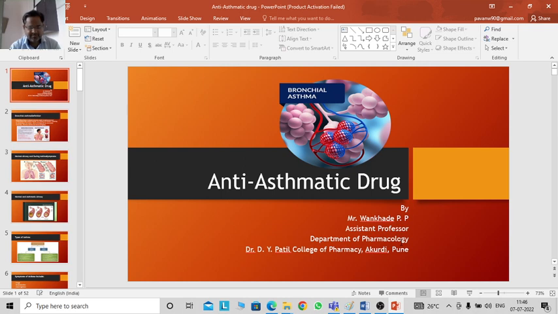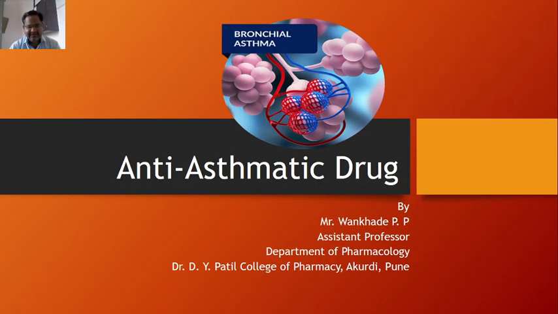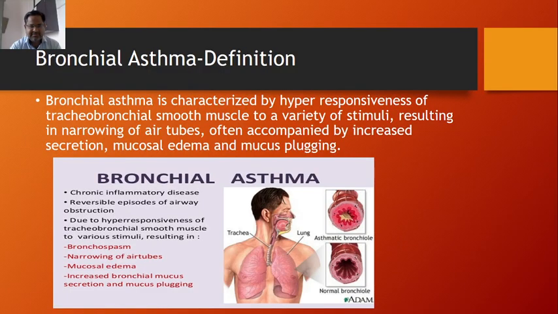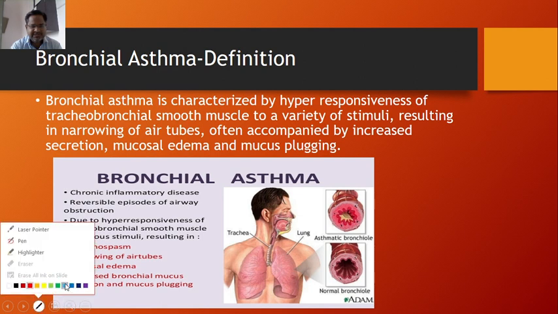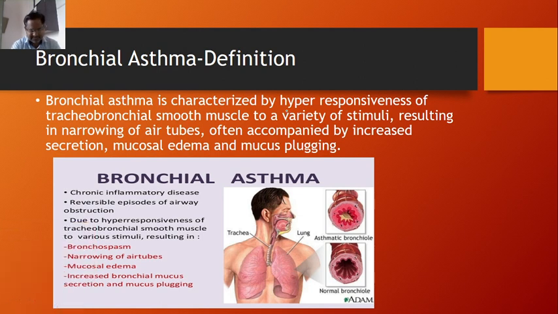Today we learn about the topic drugs acting on the respiratory system, in which we learn the anti-asthmatic drugs. Before you start with the anti-asthmatic drugs, you must understand what you mean by bronchial asthma. Bronchial asthma is characterized by hyperresponsiveness. Now what do you mean by hyperresponsiveness?